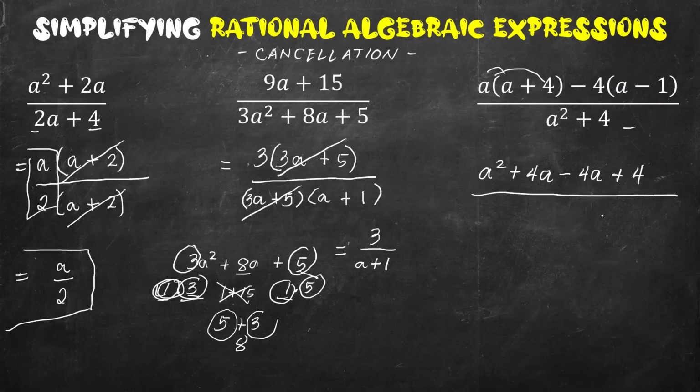Divided by a squared plus 4. So as you notice, si 4a minus 4a is simply equal to 0. So pwede na natin siyang i-cancel. So we have a squared plus 4 over a squared plus 4. And then, since magkamukha na si numerator and denominator, cancel that out, it will give us the final answer, which is 1.